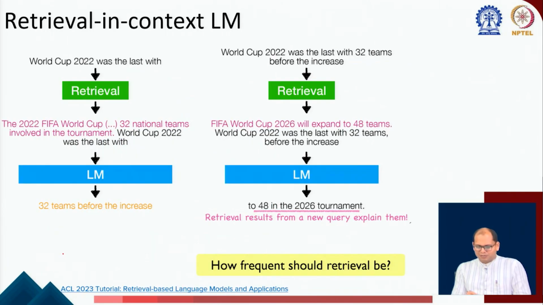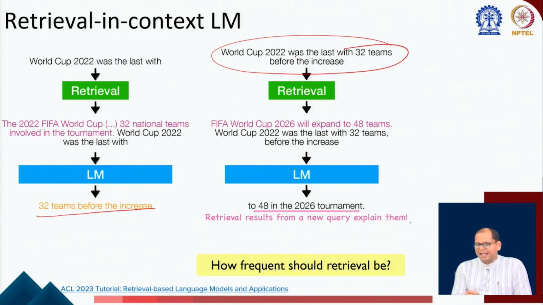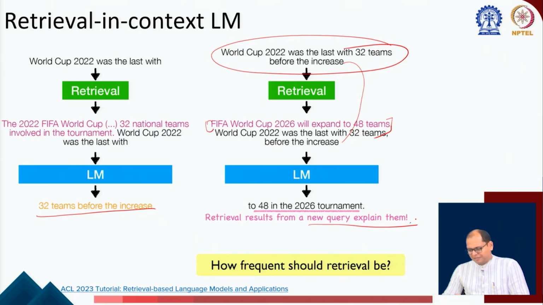So, let us say I generate 32 teams before the increase, but then I do another retrieval with this, and that will help me get another chunk that can help me complete this part before the increase to 48 in the 2026 tournament. So, if I get a retrieval result from a new query, that can explain this new token. That means you may not want to do retrieval at one go alone, but you may want to do retrieval at many points in time.